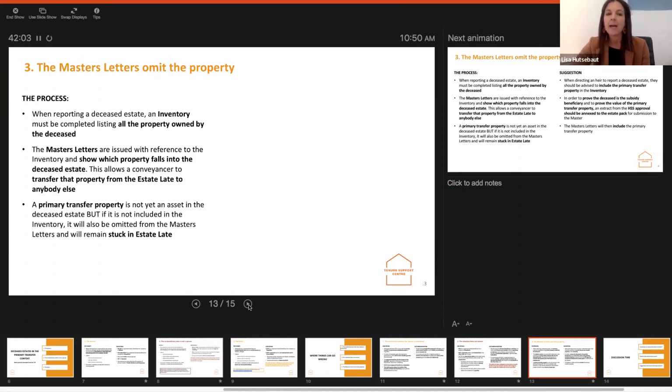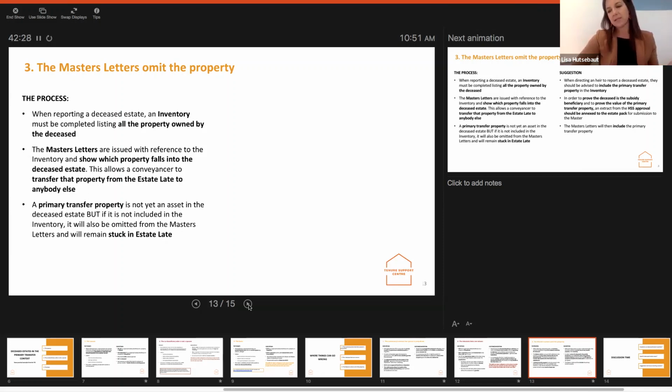The master then looks at that inventory, and when they issue master's letters, they reference all of the assets on that inventory. And the reason they do that is because whoever is then going to be responsible for moving those assets out of the estate into the names of heirs needs to be authorized to do that in terms of the master's letters.